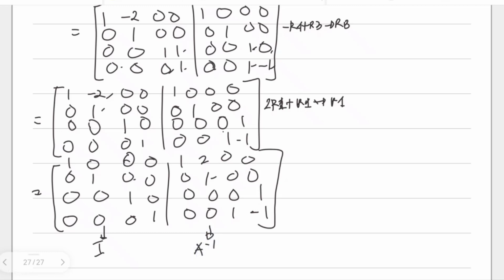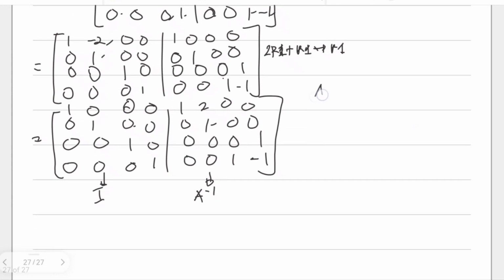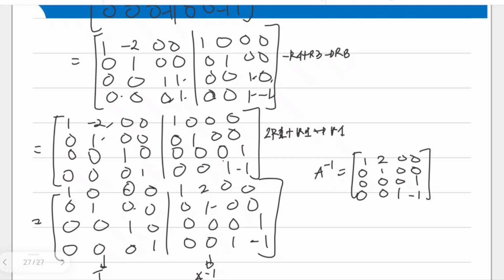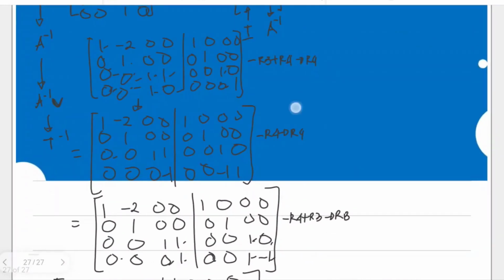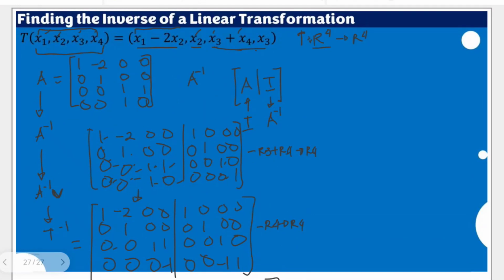Okay? The inverse of A is equal to 1, 2, 0, 0, 0, 1, 0, 0, 0, 0, 0, 1, and you have 0, 0, 1, and then negative 1 here. With this, we have shown that our standard matrix A is invertible. Hence, this is already a proof that we can find an inverse of this linear transformation T. We are done with this process.